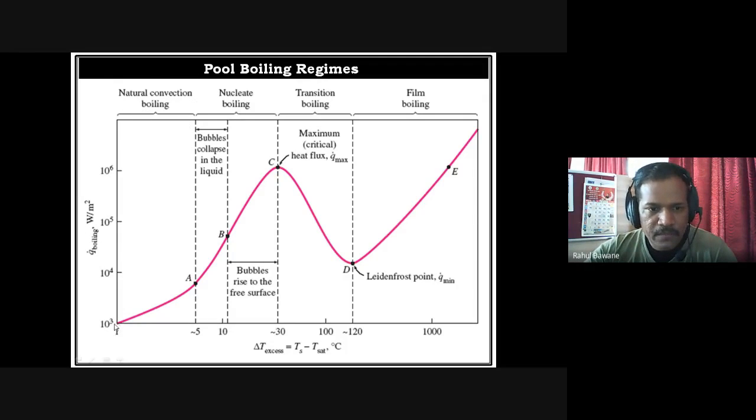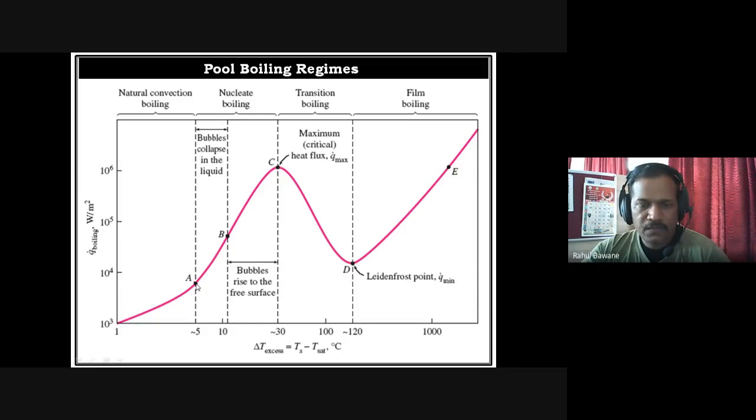So what happens when we heat any water? Suppose it is tap water at room temperature. When heat is supplied, the water receives heat, and after some time we observe natural convection. Natural convection means the liquid portion, due to low density, moves upward and the cold portion replaces that space. But there is no formation of any bubbles. There is only liquid movement. So that is called natural convection boiling, and this is up to point A.